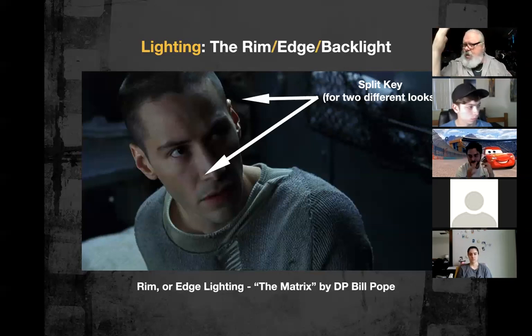And whichever way he looks, the lights switch roles. If he looks this way, this light is his key light and the other light is his edge light. If he looks this way, the edge light now becomes his key light and the other light is playing the role of his edge. They're both the same intensity and softness and proximity. So it's really a split key for what we call a split look. He looks one way, then he looks the other way, right?